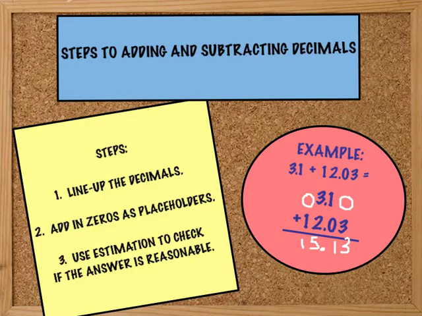Now we need to check to see if our answer is reasonable or not. So 3.1 is about 3, and 12.03 is about 12. So we add 3 plus 12 is 15. Our answer is close to our estimate, so that is a reasonable answer.